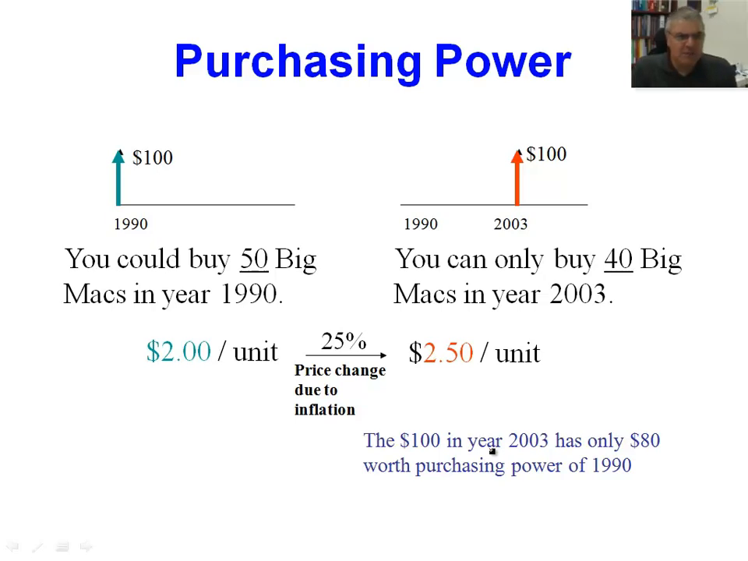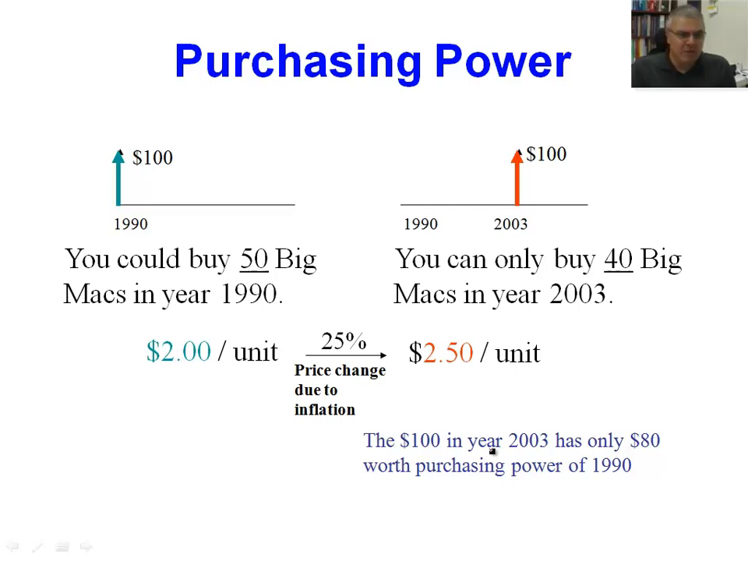So let's take a look at this. Here's one example. Back in 1990, you could buy 50 Big Macs. Big Macs, for those of you that are not familiar with the term, is if you go to fast food restaurants, McDonald's, they used to have this huge sandwich called Big Mac. Some of them they still do, I just haven't been there for a while. So in 1990, you could buy 50 Big Macs with $100.